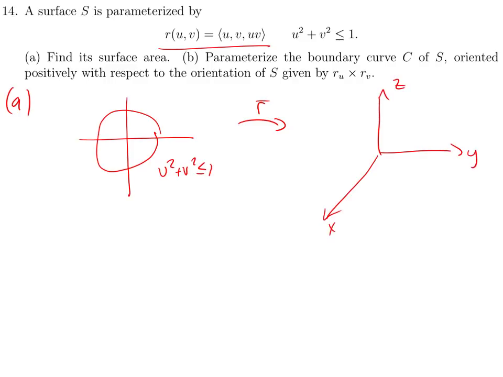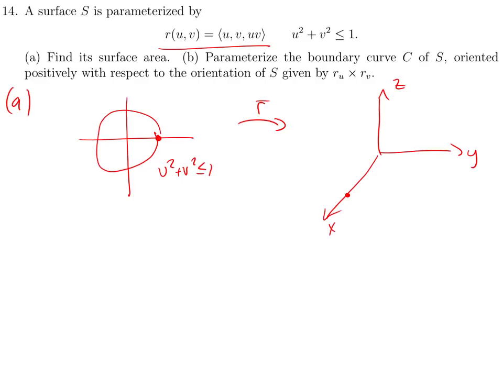X is just u, y is just v. So actually this surface is the graph of a function, just the function uv, or the function xy, in the xy plane. So what's it going to look like? Well, at x equals 0, at the point 1, 0, it's going to be at the point 1, 0, 0.